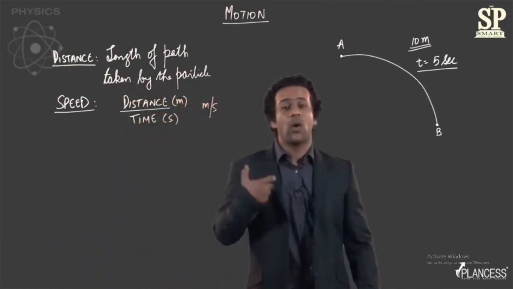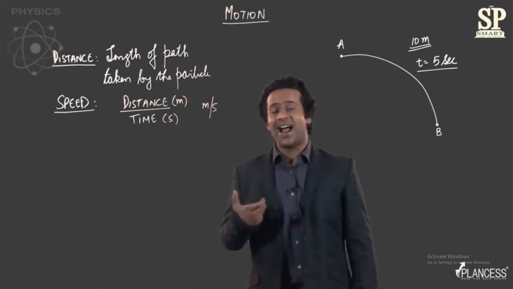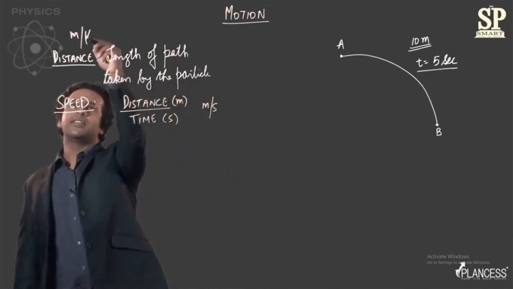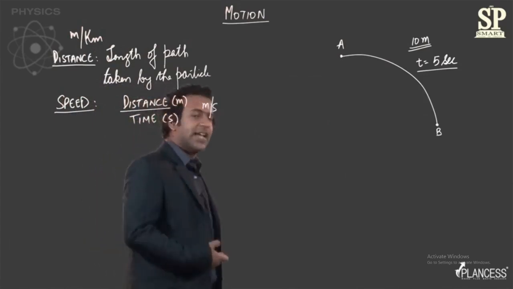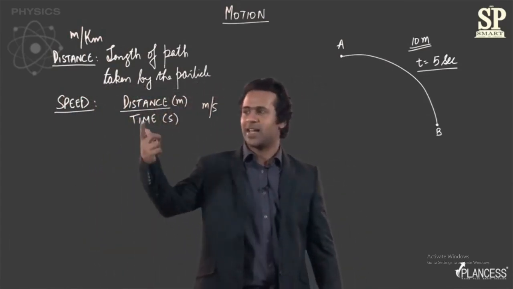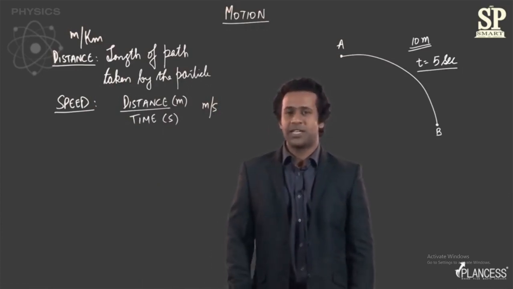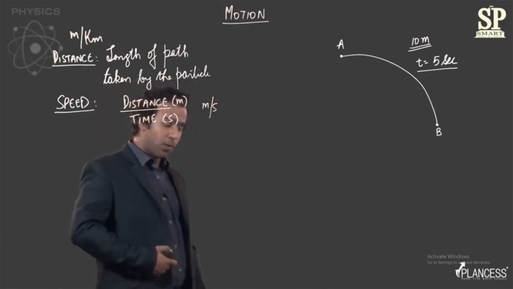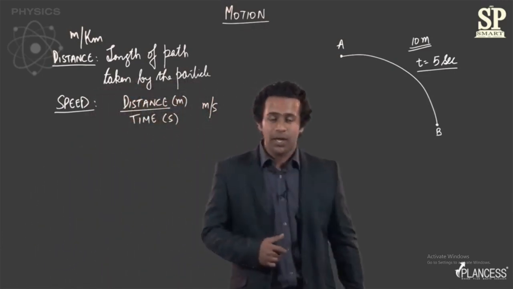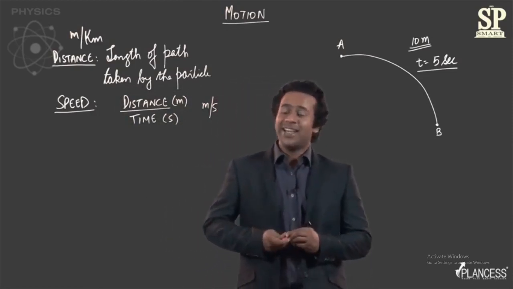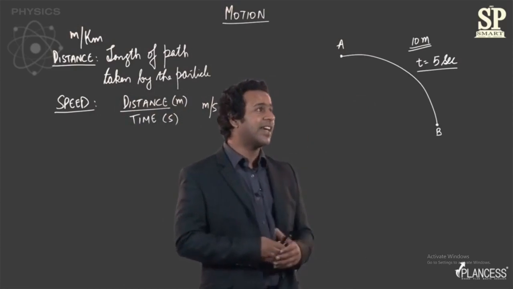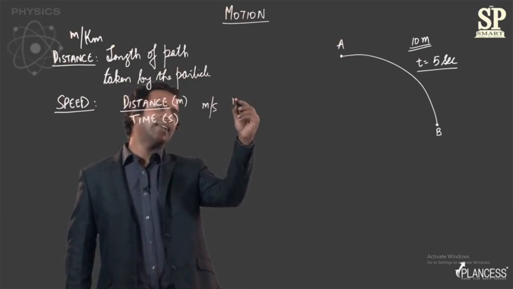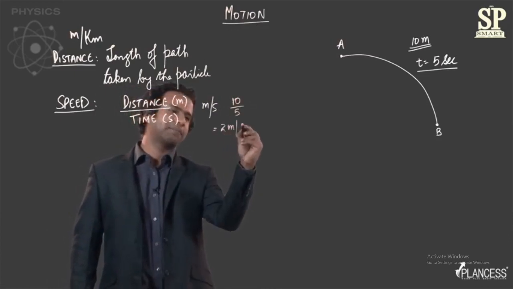Notice that we are talking about standard SI units, which we have already discussed. Distance is measured in meters and kilometers, but the SI unit is meters, and hence the SI unit of speed is meter per second. I've given you the formula, but let's understand what is essentially being measured when we measure speed. Speed is distance by time. In this case, it would be 10 divided by 5, which is 2 meters per second.